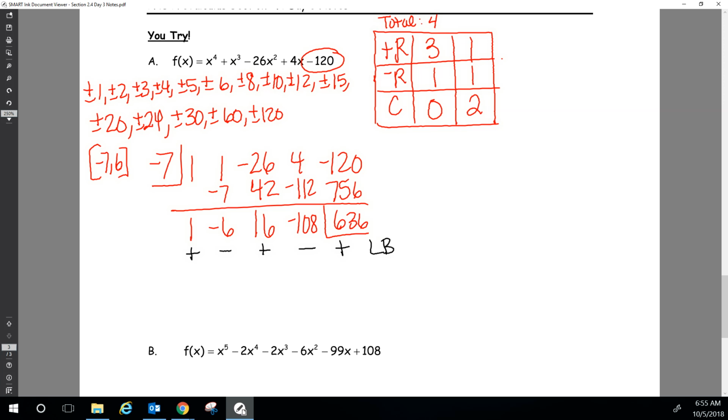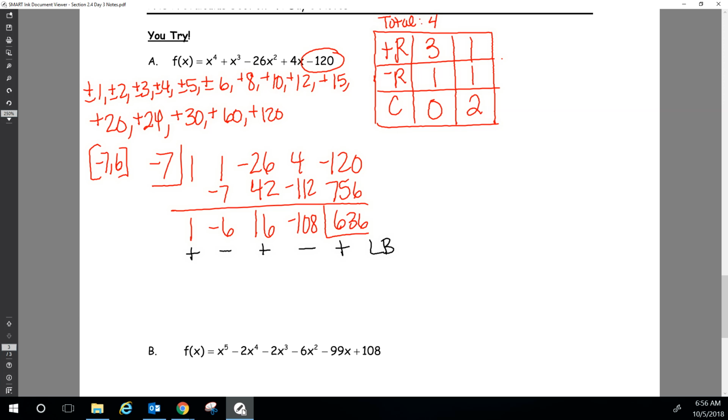All right, let's test. Okay, so what did we get rid of? Anything that's less than negative 7. So that means we don't have negative 8, we don't have negative 10, we don't have negative 12, or 15, or 20, or 24, or 30, or 60, or 120. Why don't we have all those big negative numbers? Because the lowest it could be is negative 7. So anything lower than negative 7 goes away. Don't have to test it.